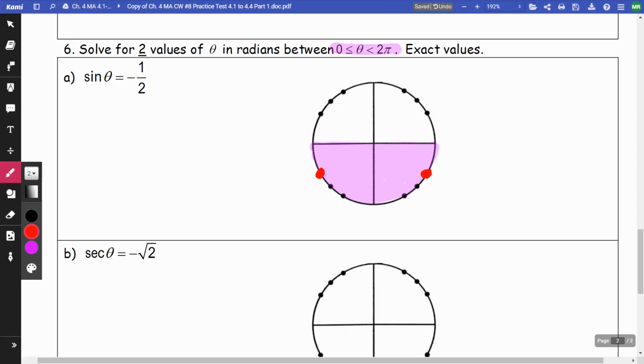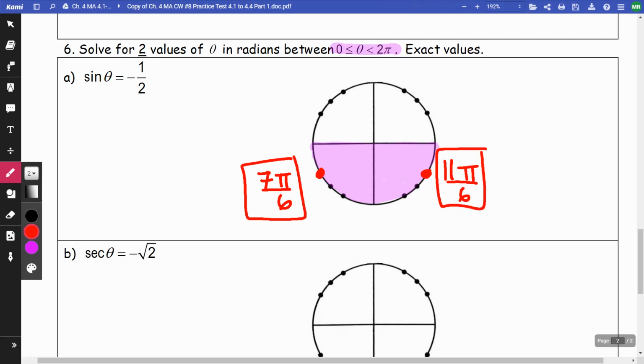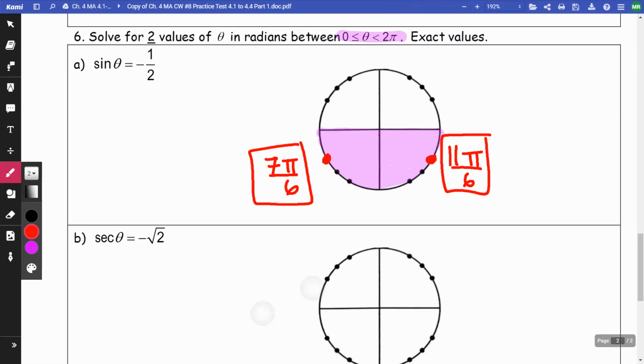And that in terms of radians is going to be 7 pi 6 and 11 pi 6. Those are going to be the two angles from 0 to 2 pi that would give me a sine equal to a negative 1/2.